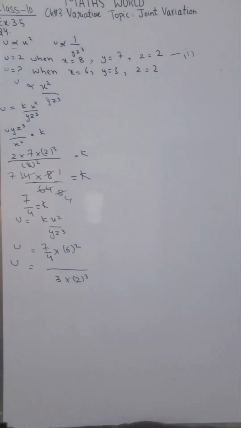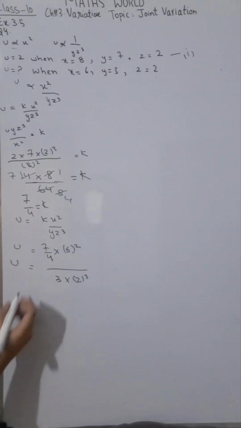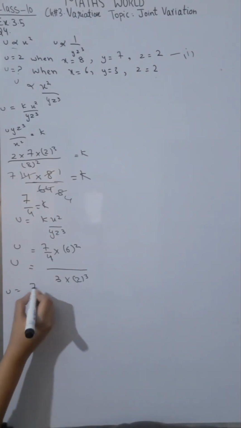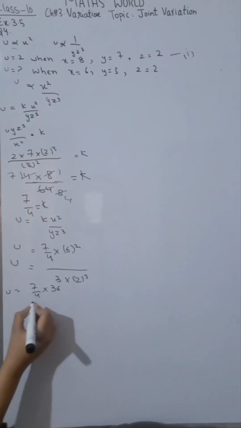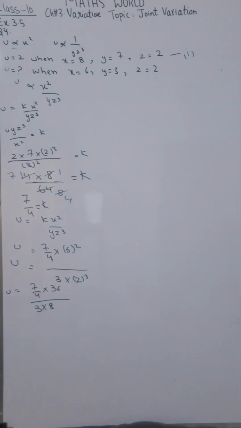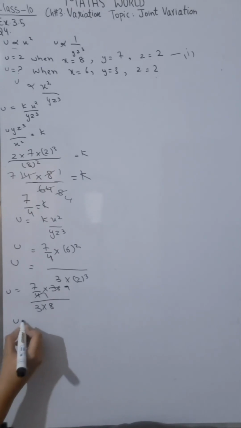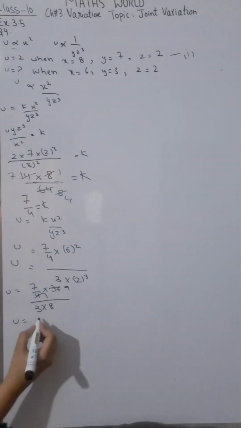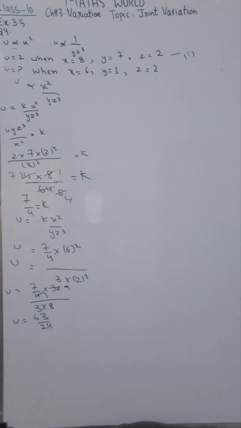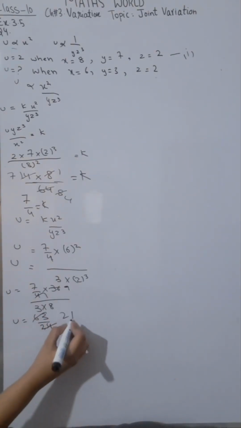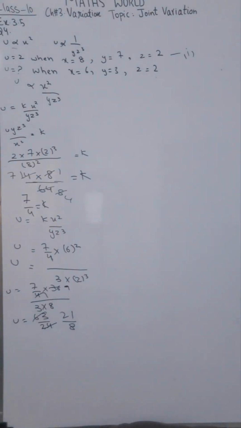Now it's all factorization. So you can factorize it, very simple and easy. U is equal to 7 by 4 multiplied by 6 6s are 36 divided by 3 into 8. Now you can write here 4 1s are 4 and 7 9s are 63, divided by 24. Now you can divide it by 3, so it becomes 21 over 8. So this is your answer, the value of u.